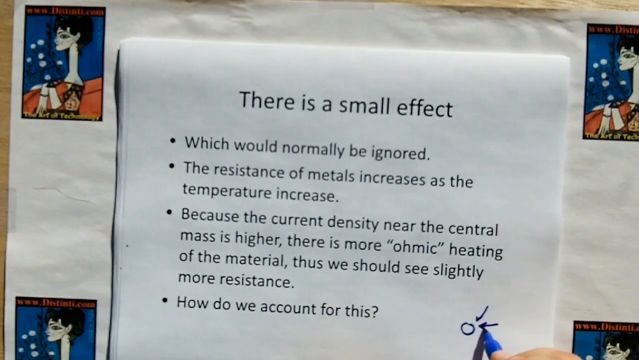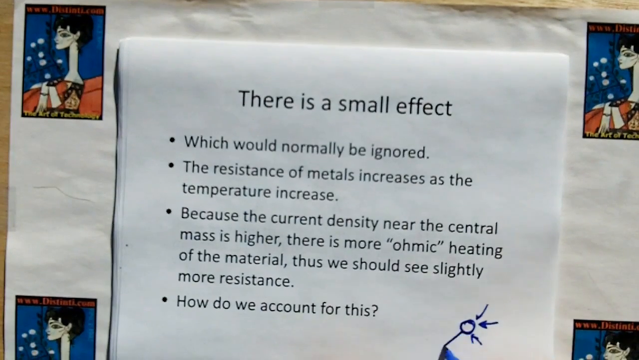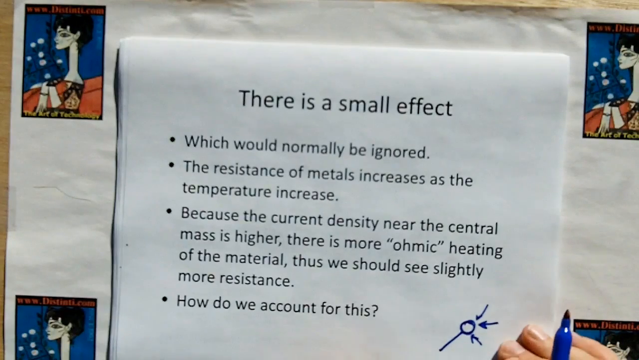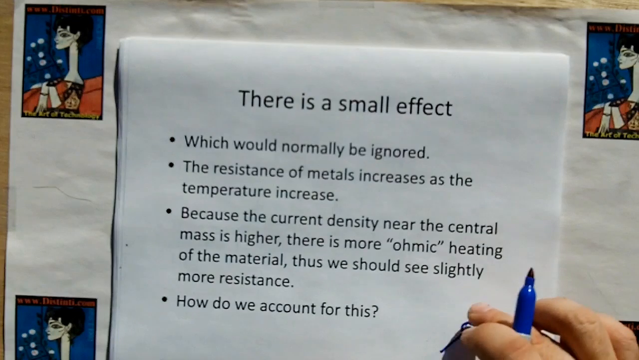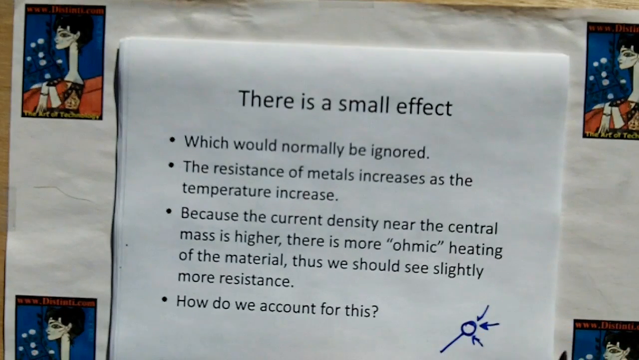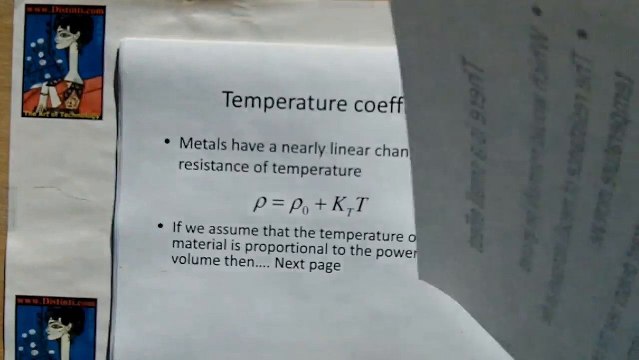The current is now gaining here, so there should be higher temperature around that little ball in the center where we're pulling the current out. And that ohmic heating should increase the resistance of the material, so we should see slightly more resistance. And because we have slightly more resistance, we should have a higher voltage drop. A higher voltage drop corresponds in our model to a higher increase in the acceleration of ether.